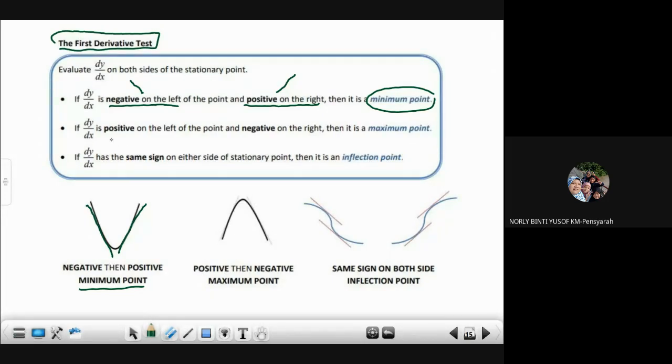Then if dy/dx, or the gradient, is positive on the left, the gradient goes up, then negative on the right, so it goes down. If you look here, negative on your right, you will see the maximum point, correct? For the curve. So positive and negative will be a maximum point.